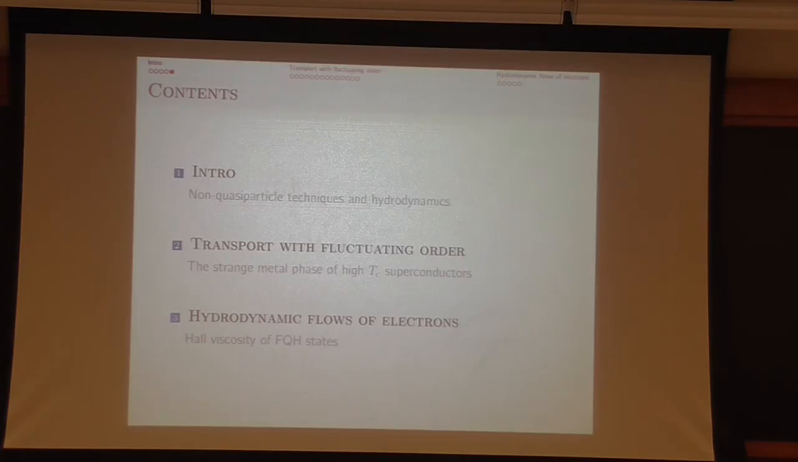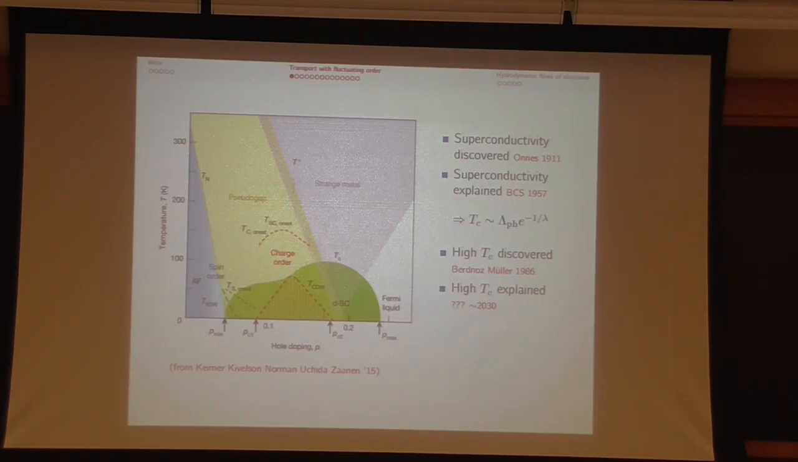Okay, so that was the introduction. We learned about non-classical techniques and the role of hydrodynamics. Now I'll give two examples of applications of these techniques. One will be to high temperature superconductors, and one will be in fractional quantum Hall states, where we'll talk about the Hall viscosity. Let me start by explaining what a high temperature superconductor is, since it's mostly a high energy audience. So first, some history.